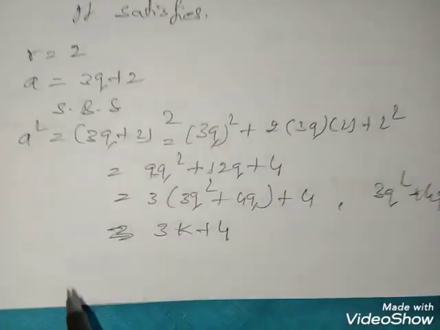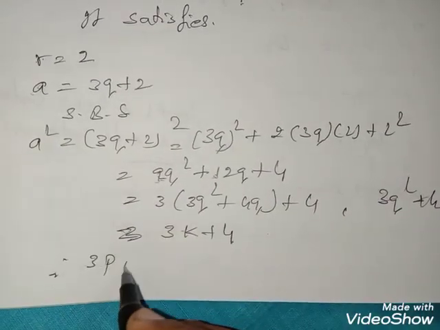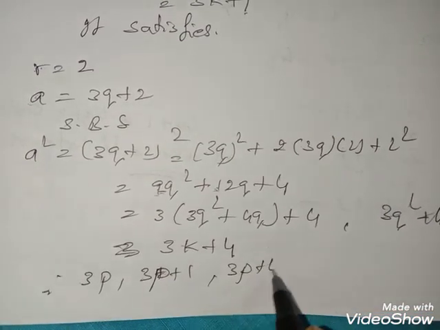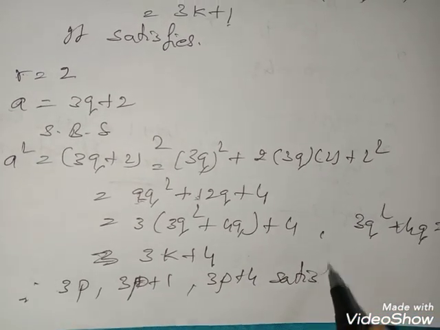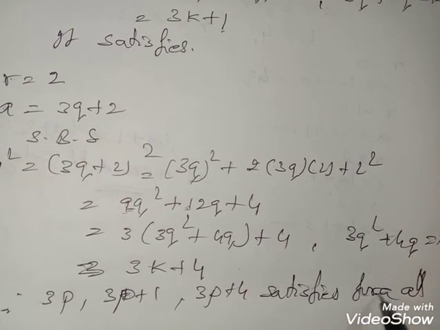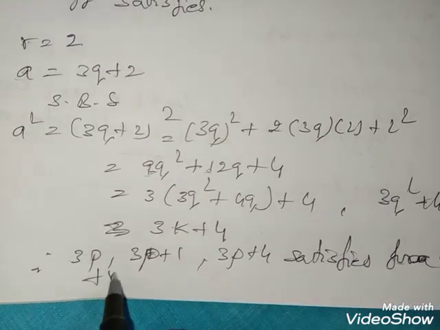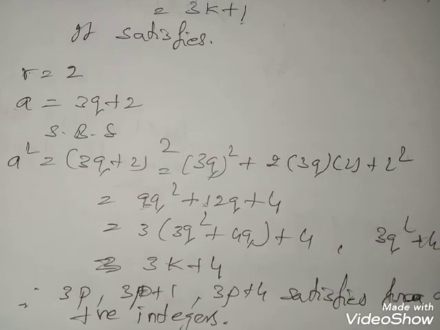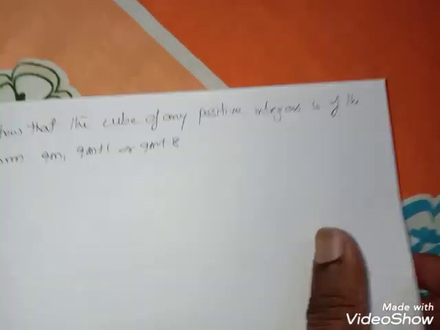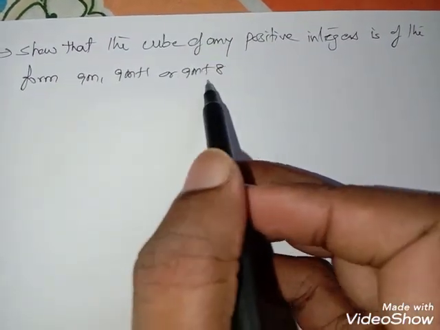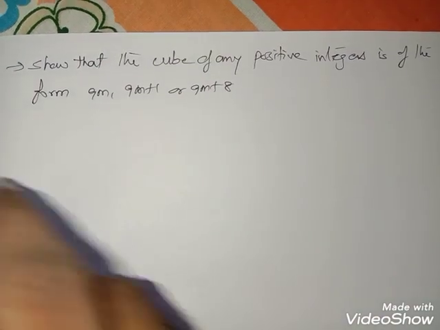So in conclusion, what we are going to write here: therefore 3p, 3p plus 1 and 3p plus 4 satisfies for all positive integers. Now if I take another question, that is, show that the cube of any positive integer is of the form 9m, 9m plus 1 or 9m plus 8. So previously we have done squaring on both sides.